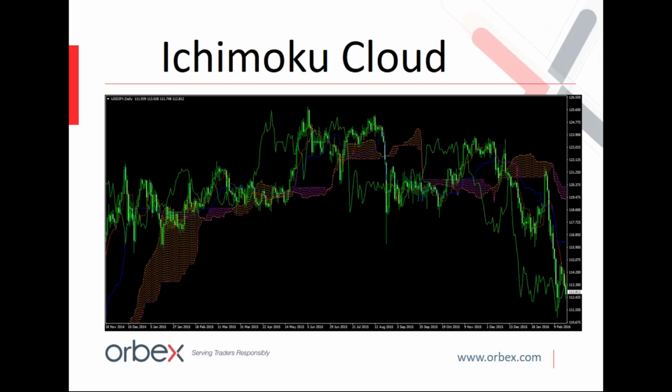Now, alternatively, if you don't really have any specific setups that you trade, then you can actually use the cloud itself to help you trade, okay? So you can see, as well as showing us trend direction, that the cloud is also showing us where the market is likely to find support and resistance. So essentially, when price is above the cloud, if it retests the cloud, then we're looking to the cloud to provide support. And then where price is below the cloud, if it retests the cloud, we're looking to the cloud to provide resistance. So let's take a look at an example of that.